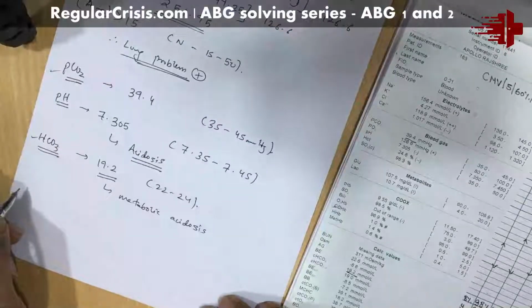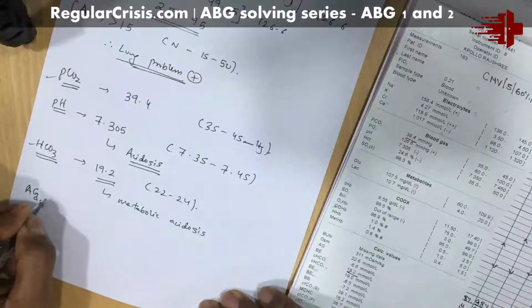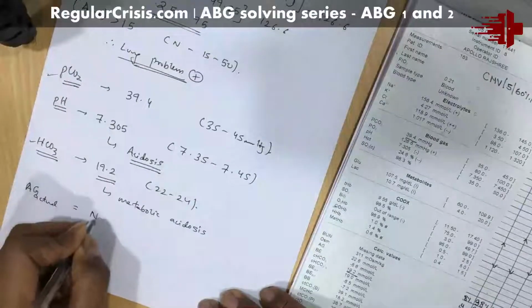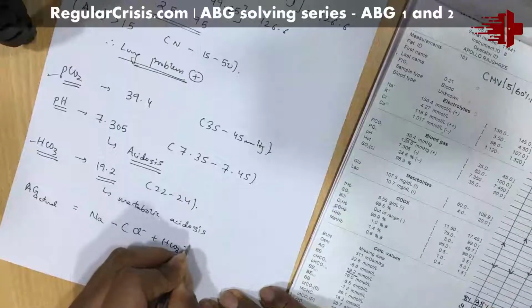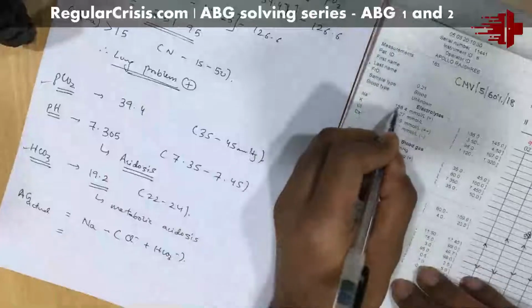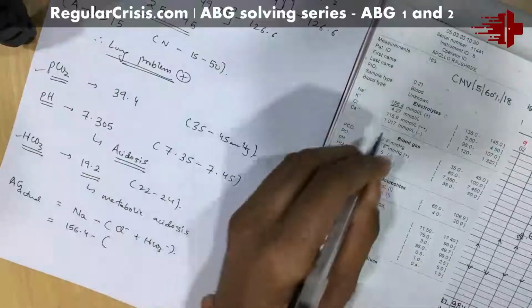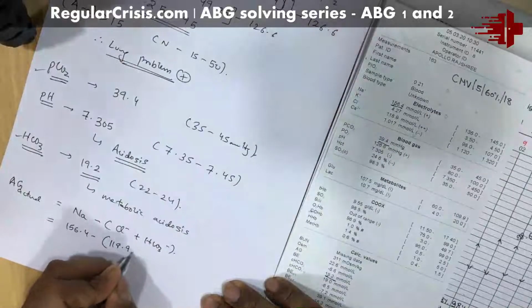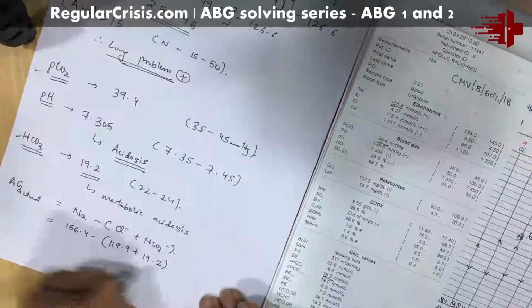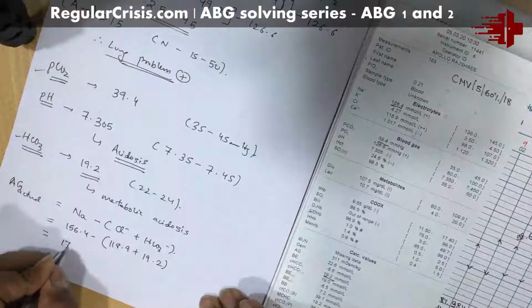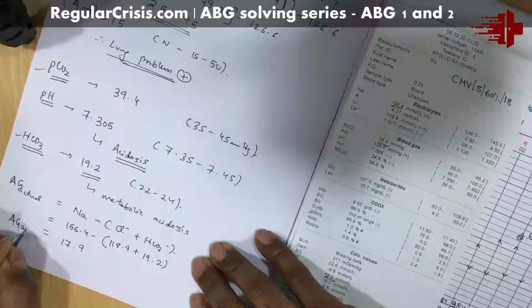So the next step is we will calculate the anion gap. How do you calculate anion gap? The actual anion gap is sodium minus chloride plus bicarb. In this patient, sodium is 156.4 minus chloride 118.9 and bicarb 19.2. So the anion gap comes to 17.9. So 17.9 is the actual anion gap in the body.